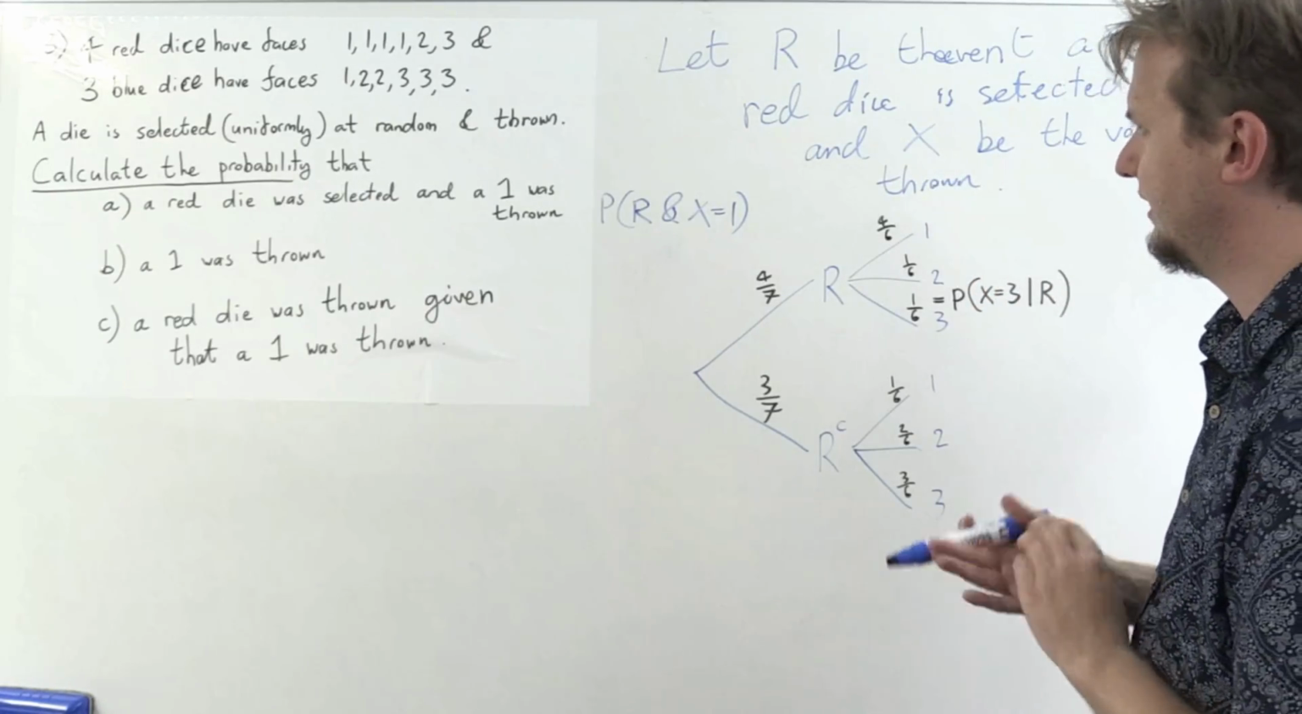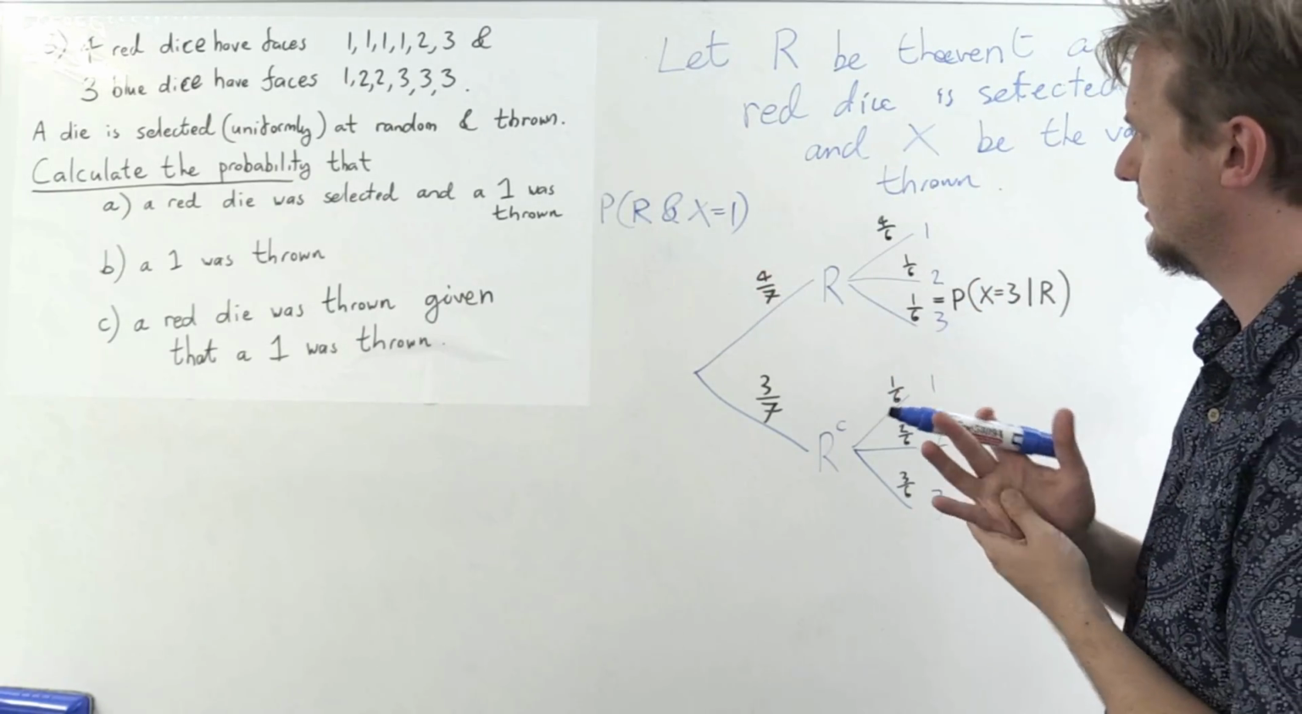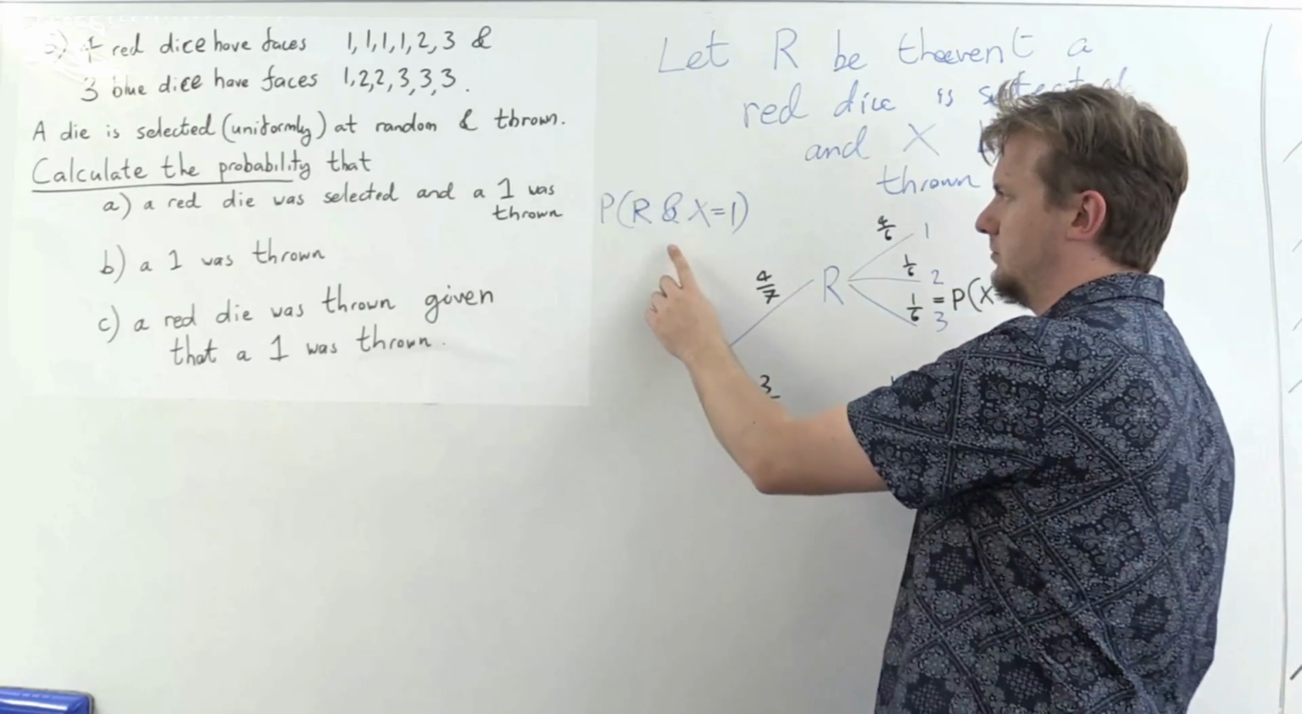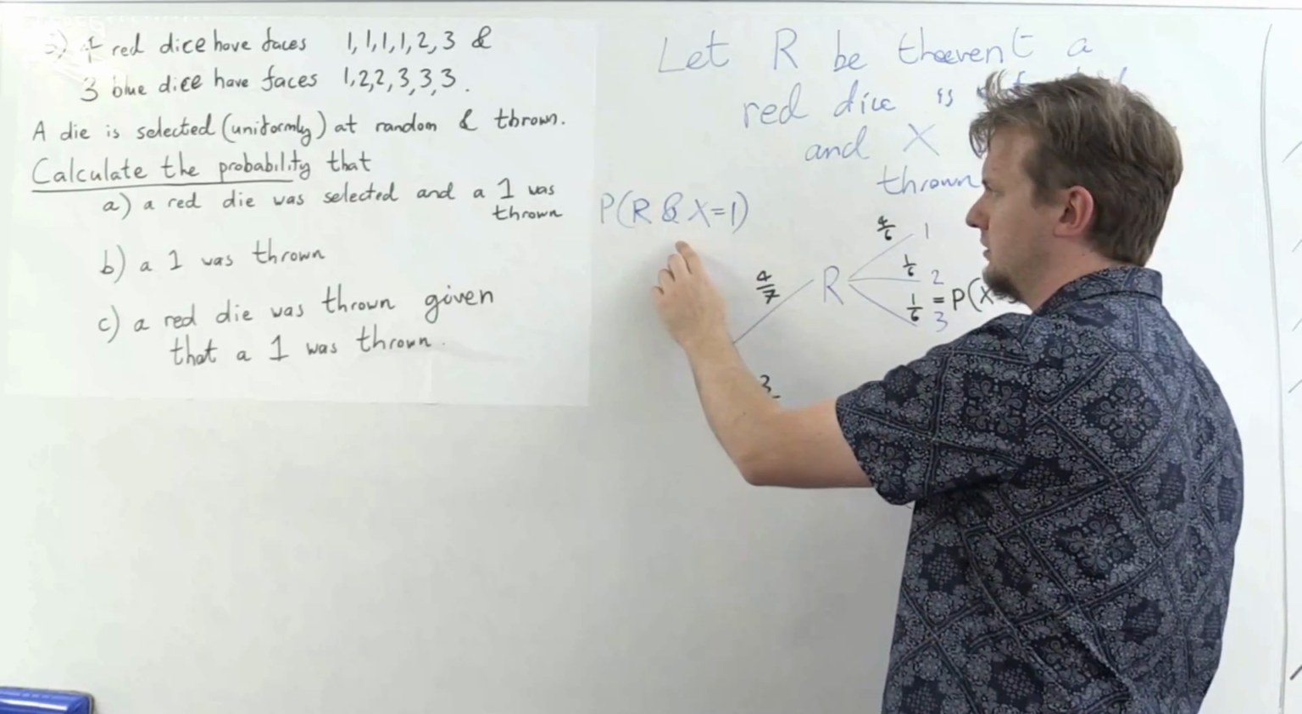Alright, so what we want is to calculate the probability of R and X equals 1.